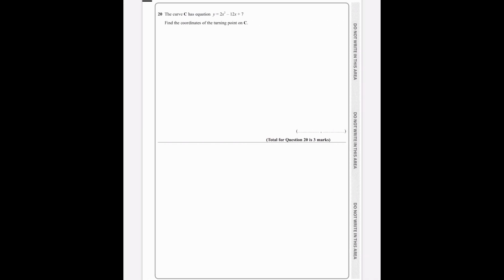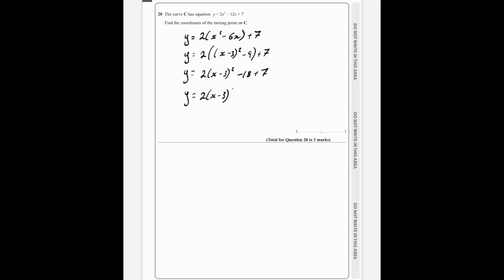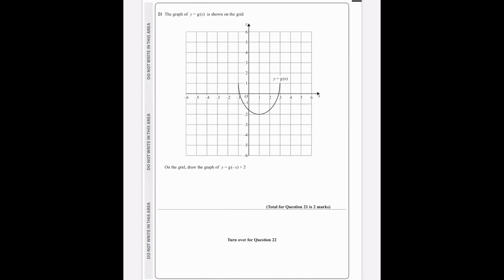Alright, question 20. So to find the turning point and complete the square, you can, if you know how to, differentiate, equate to 0 and solve, and then substitute your x value back in. Anyway, completing the square, factorising out the 2 from the first bit, then completing the square with x squared minus 6x, so it would be 2 lots of x minus 3 squared minus 9, and then plus 7 at the end. Expanding out the 2 lots of x minus 3 squared minus 18 plus 7, join the minus 18 and 7 together, 2 lots of x minus 3 squared minus 11. It's got a minimum point at 3, negative 11, you can read it off at that point.